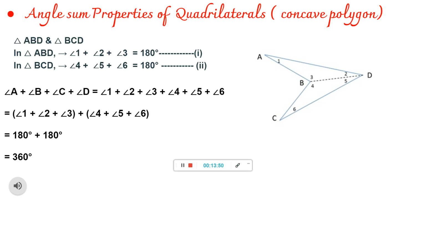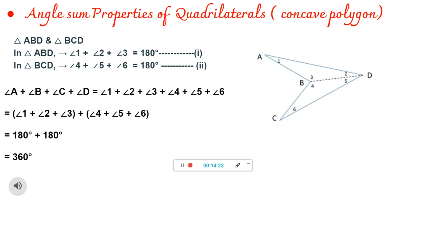Now again let us name the angles like angle 1, angle 2, angle 3, angle 4, angle 5 and angle 6. Now here if you consider triangle ABD and triangle BCD, so in triangle ABD, the sum of the three angles, that is angle 1 plus angle 2 plus angle 3, is equal to 180 degree. Right? Similarly, in triangle BCD, the sum of three angles, angle 4 plus angle 5 plus angle 6, also would be 180 degree.